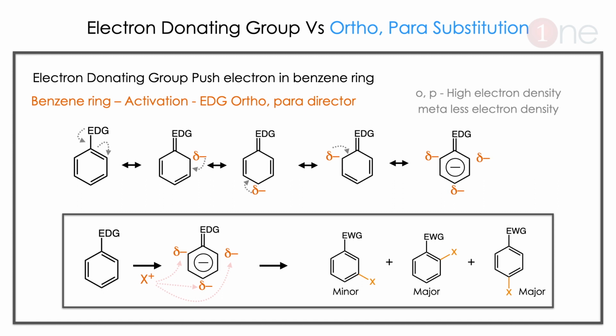Let us see why. The electron donating group donates the electron, the ring gains partial positive charge, then the partial positive charge rotates around the ring. So the ring becomes more electron rich, and the electron density at the ortho and para positions is high. So if there is any electrophilic attack, it definitely happens at the ortho and para positions. Meta has less electron density, that's why it's minor. So the electron donating group promotes ortho and para substitution.